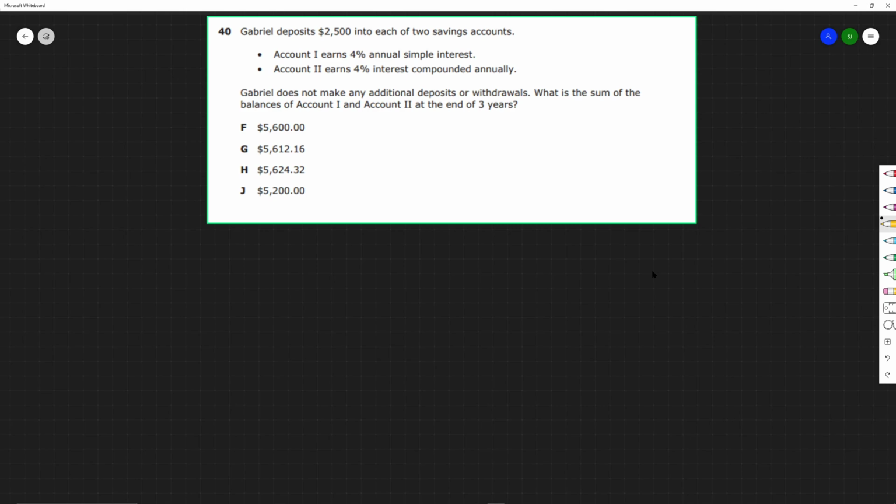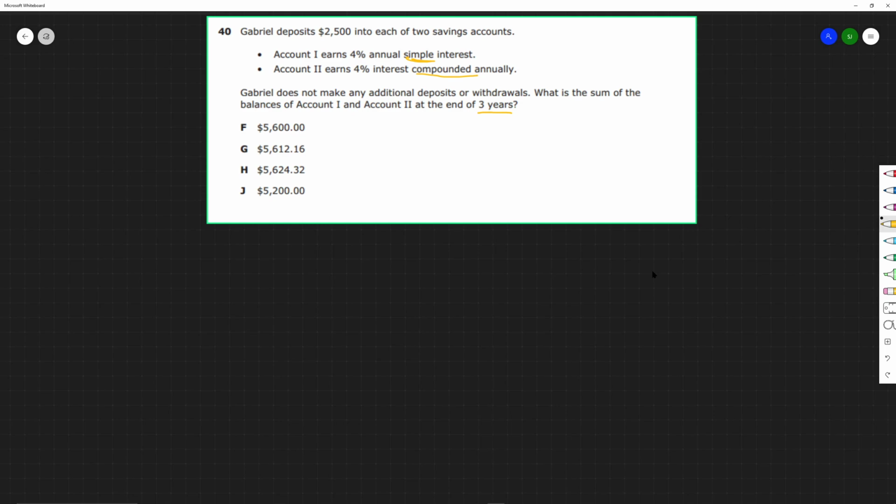Gabriel deposits $2,500 into each of two savings accounts. Account 1 earns 4% annual simple interest. Account 2 earns 4% interest compounded annually. Gabriel does not make any additional deposits or withdrawals. What is the sum of the balances of account 1 and account 2 at the end of 3 years?